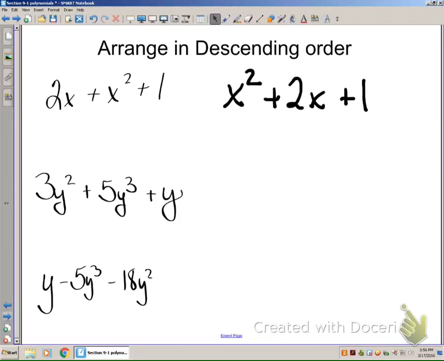Notice I kept the sign that was in front of it with it. It was a positive 1. I kept it a positive 1. It was a positive x squared. Even though I didn't write plus, we know that's a positive x squared. This is a positive 2x, so I write a plus 2x in front of it.